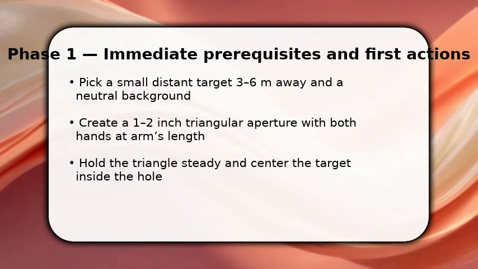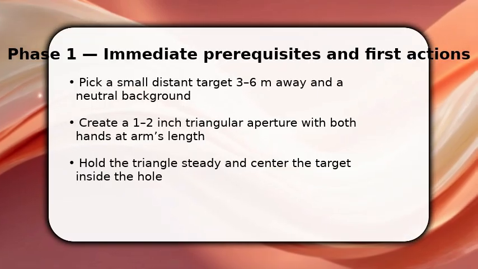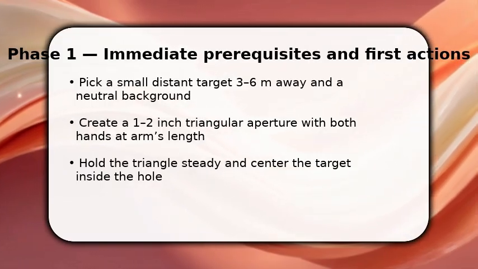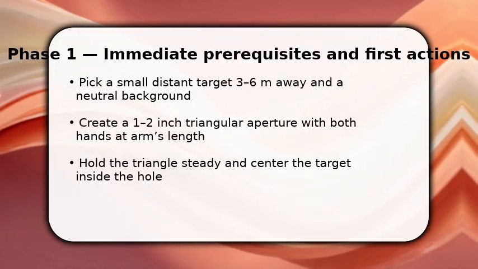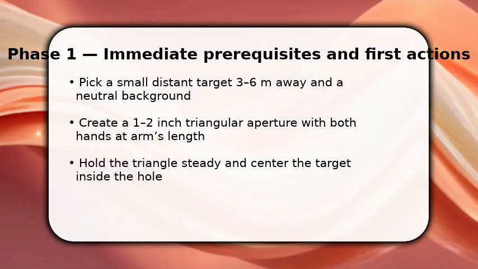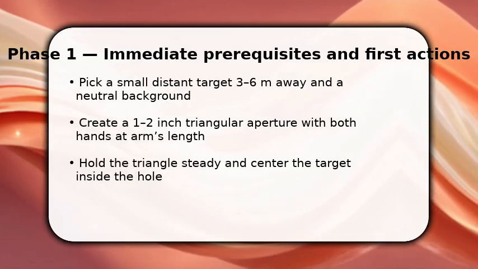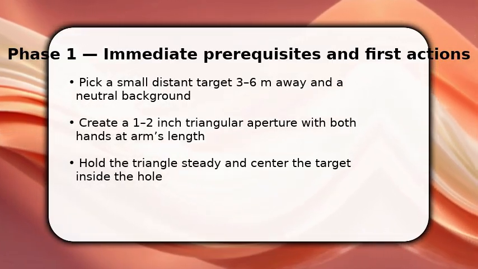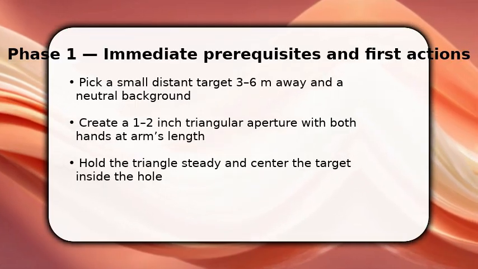You'll start now. Choose a small target about 3-6 m away and a calm background so your brain isn't distracted. Make a roughly 1-2-inch triangular aperture with both hands at arm's length and steady your arms. Keep both eyes open and center the target inside that hole. This is the sighting position.